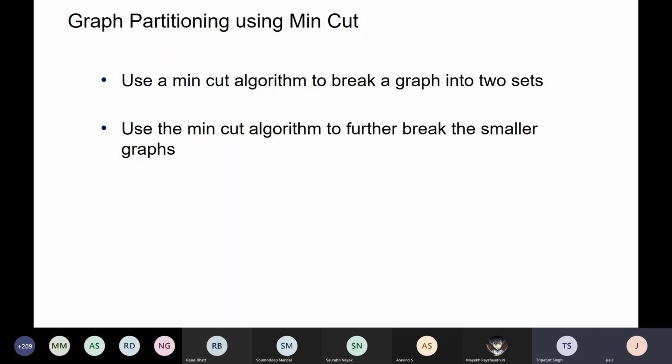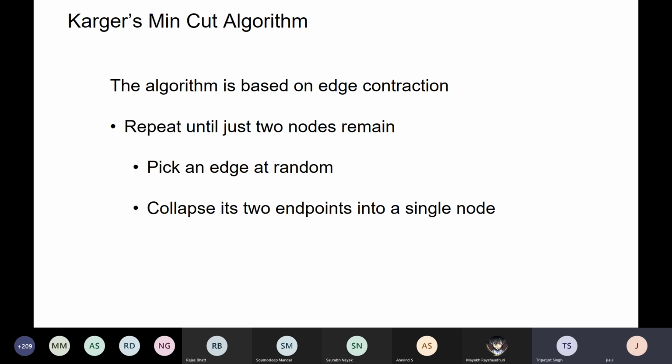Okay, and once you have the two sets, just like the Girvan-Newman algorithm, you again use this minimum cut algorithm on the smaller graphs to break them down even further. Just like Girvan-Newman, you are breaking the graph, but in Girvan-Newman it is based on the edge betweenness value, whereas in this case we are going to do that using the minimum cut.